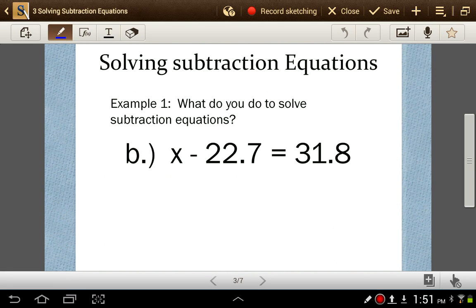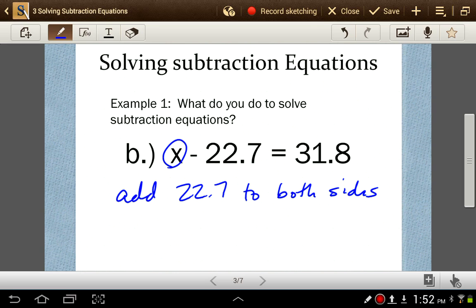x minus 22.7 equals 31.8. So again, my variable is x. I'm subtracting 22.7. What's the inverse of that? Okay, adding. So I'm going to add 22.7 to both sides. And again, you have to do it to both sides. It's very important when you solve equations. You do the same thing to both sides. Whatever you do to the left side of the equation, you must do the same thing to the right side of the equation. Okay, and that's all you have to write for these examples. Okay, I'm going to move on. If you need to pause, go ahead.